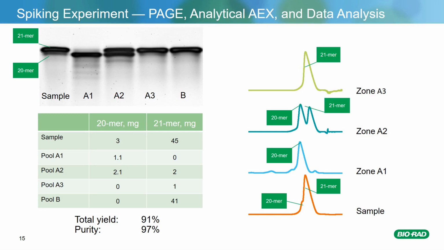So this resulted in a total yield of 91% and a purity of 97%. Now this is referring to the 21 mer, but it does show the ability of the HPQ to separate the 20 mer from the 21 mer.